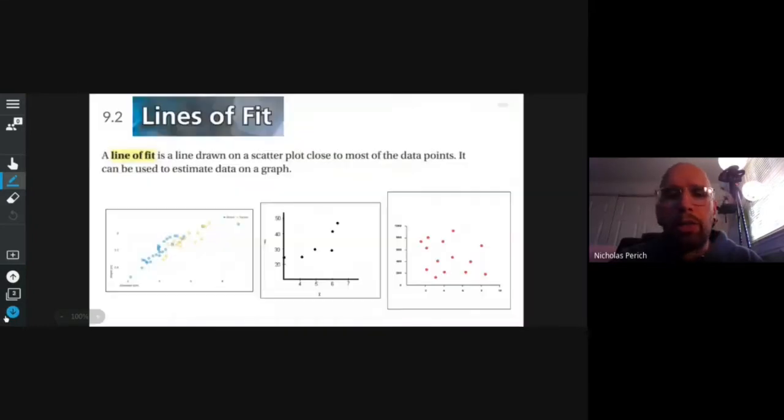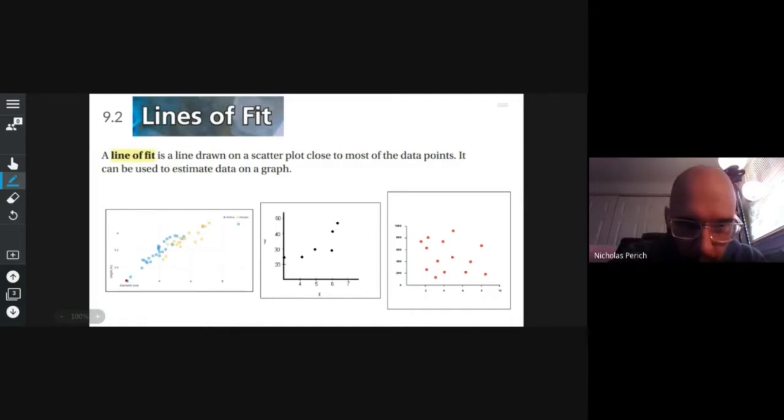So let's talk about that. I'm going to get a website that we're going to use a ton, ready in a second. Let me get that now. A line of fit, a regular line of fit, which we've drawn several times, is a line drawn on a scatter plot close to most of the data points. It can be used to estimate data on a graph.